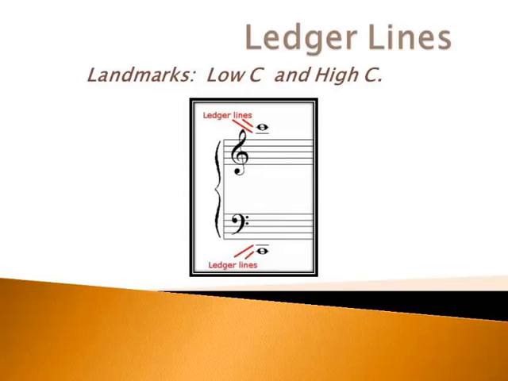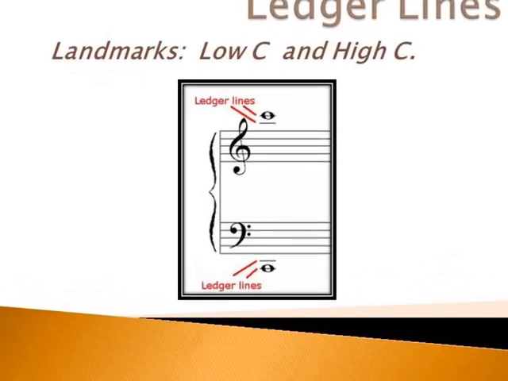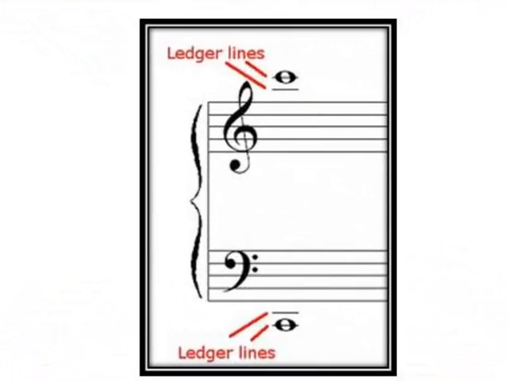We were talking about landmarks earlier. We have some landmarks that are going to really help you with ledger lines. And those landmarks are C's. In the treble clef, if you go up to the second ledger line, that second ledger line note is high C. If you go to the bass clef, the second ledger line down is also C.